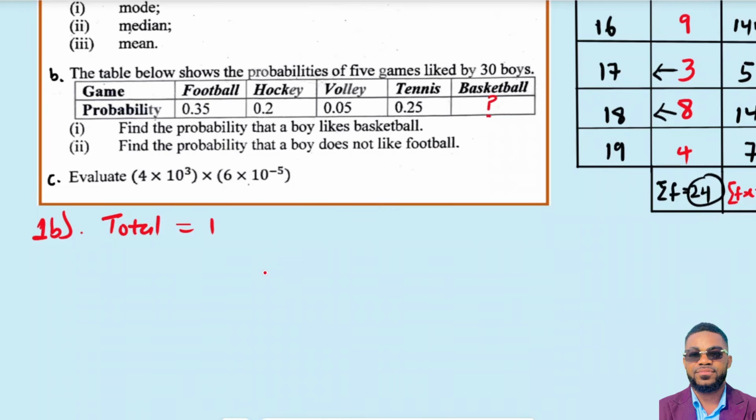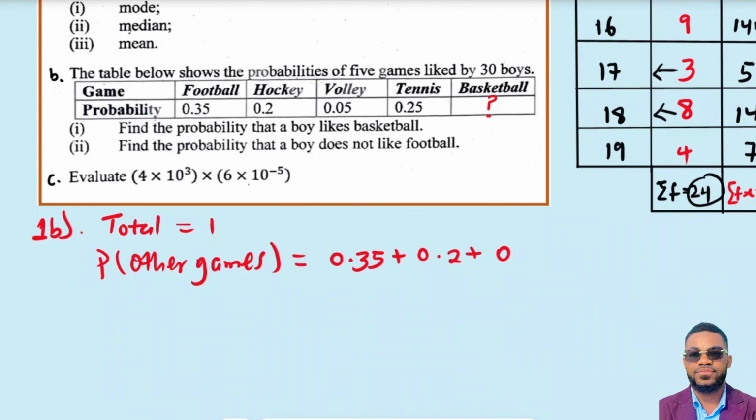So now let's do our addition, then we subtract later. So the probability of football, hockey, volley, and tennis, I'm going to call that one the probability of other games. So that's going to be the probability of other games, and that is equal to 0.35 plus 0.2 plus 0.05 plus 0.25. So let me use the vertical form to add it here.